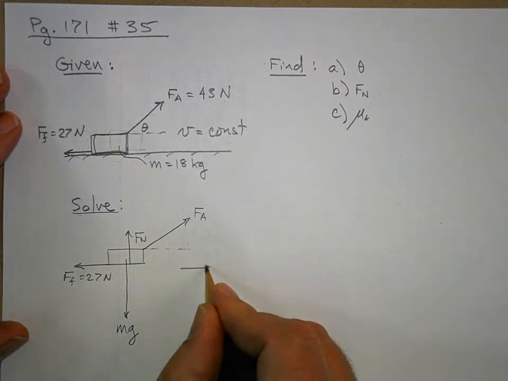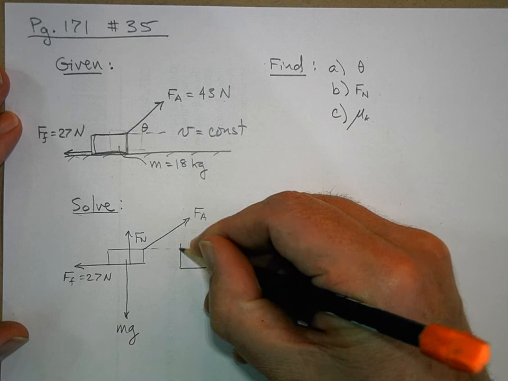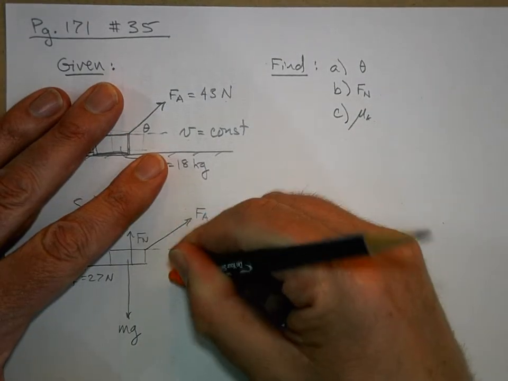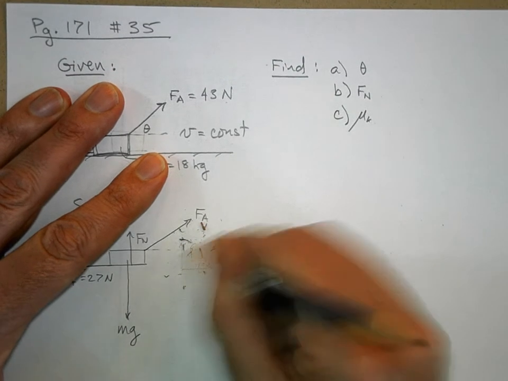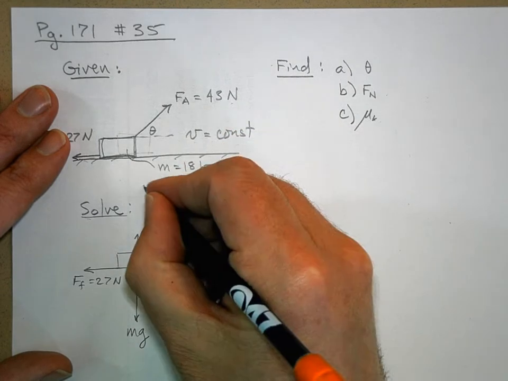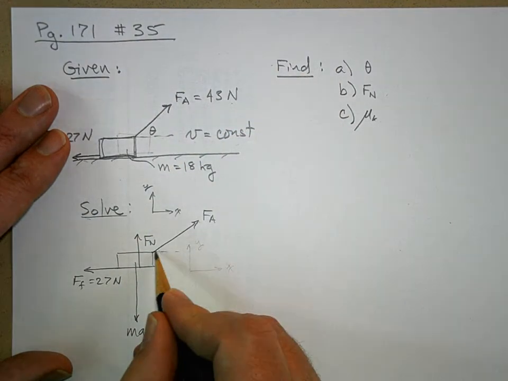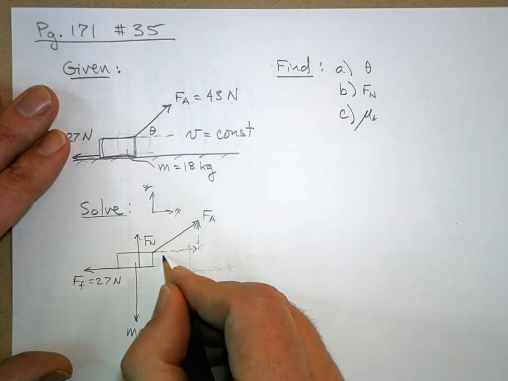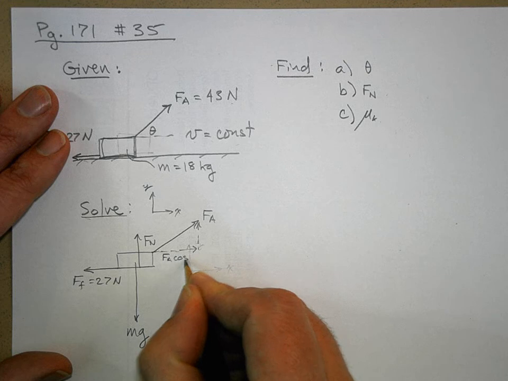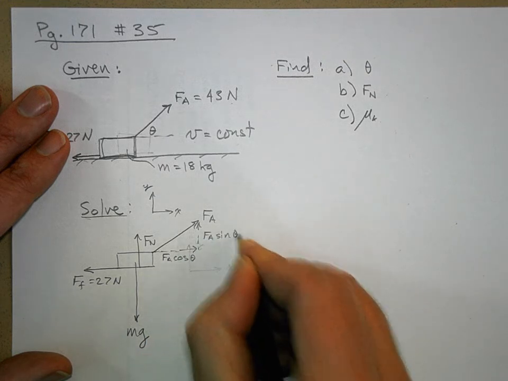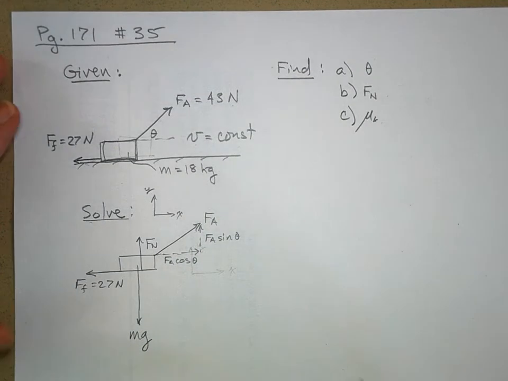Let's make this our x and y direction. So this is step 3 of the procedure. So we'll say, okay, this is x, and this is y. And so here's FA, which needs to be broken up into its components. And so here's FA cosine theta, and here's FA sine theta. Now we know that FA is 43 newtons, but we don't know what its angle is, so that's really one of our unknowns.